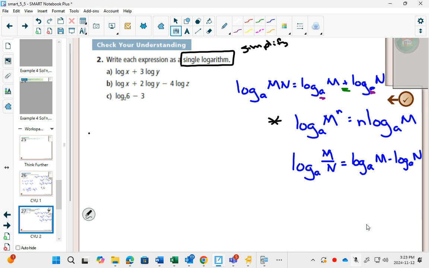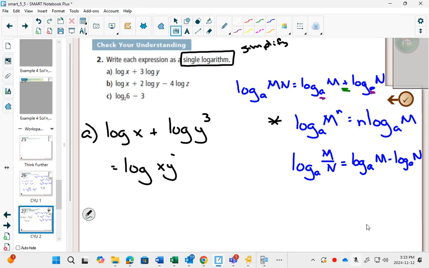But if I take A and first say, well, if there's a number in front, I can just move that in as an exponent. That's log law number 2. And now I have 1 log plus 1 log. The bases are the same, so I can combine these by multiplying and get log xy cubed.